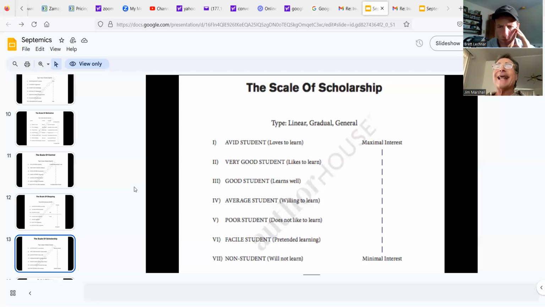And above that is an avid student. The avid student loves to learn. This is the type of guy who will read past midnight, and he's tired the next day because he loves to learn so much he couldn't get himself to put down the book. That's an avid student. So that person obviously will do very well. He loves to learn. Any questions?